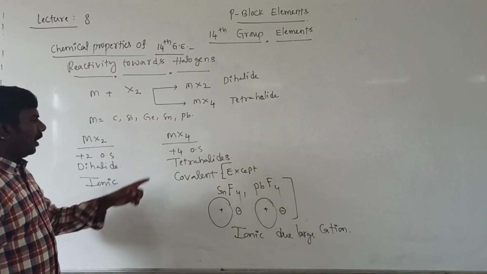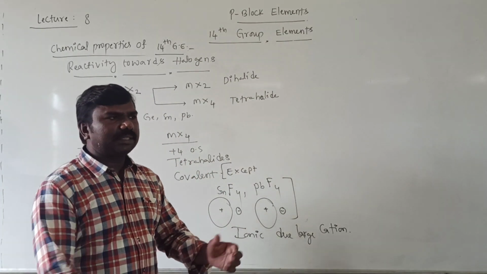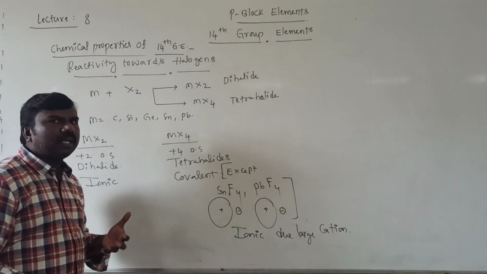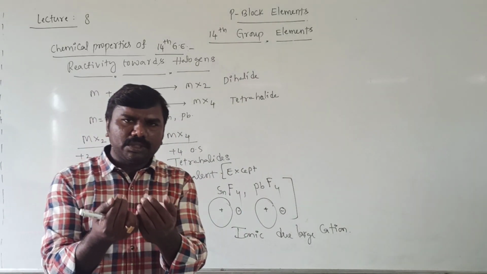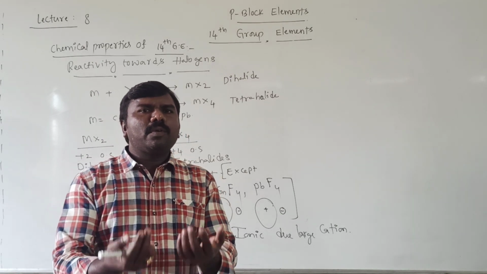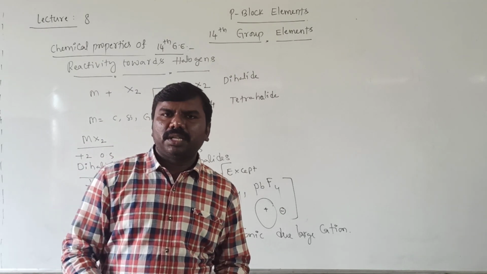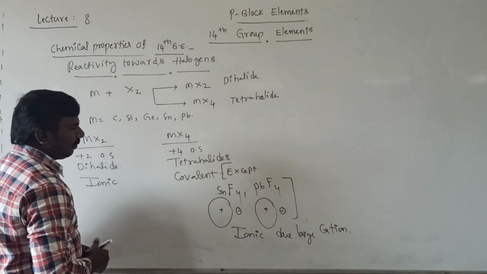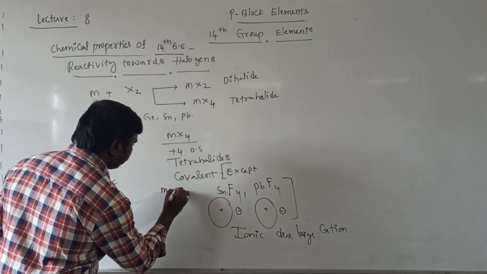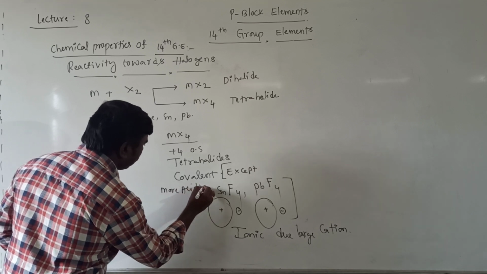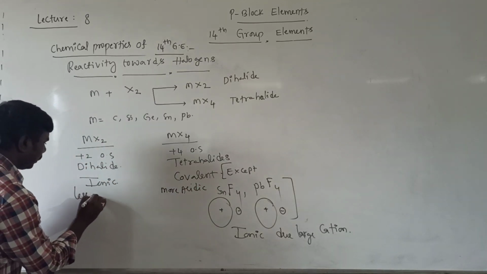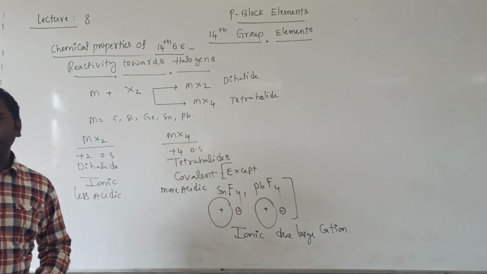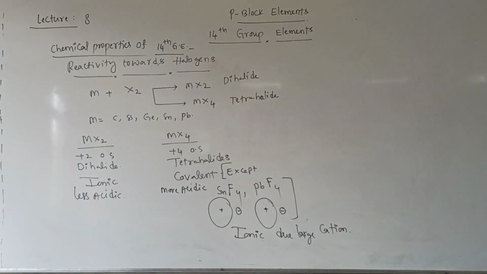So +4 means 4 electrons less, they can accept 4 electrons. +2 means only 2 electrons deficient, they can accept only 2. More electron acceptor is more acidic, less electron acceptor is less acidic. Clear? And you have to remember this. Next.